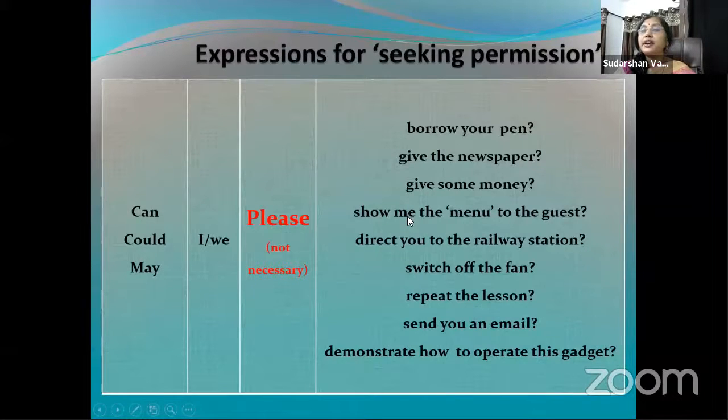Can we show the menu to the guest? You cannot have "me" here, this "me" is wrong. Can I direct you to the railway station?